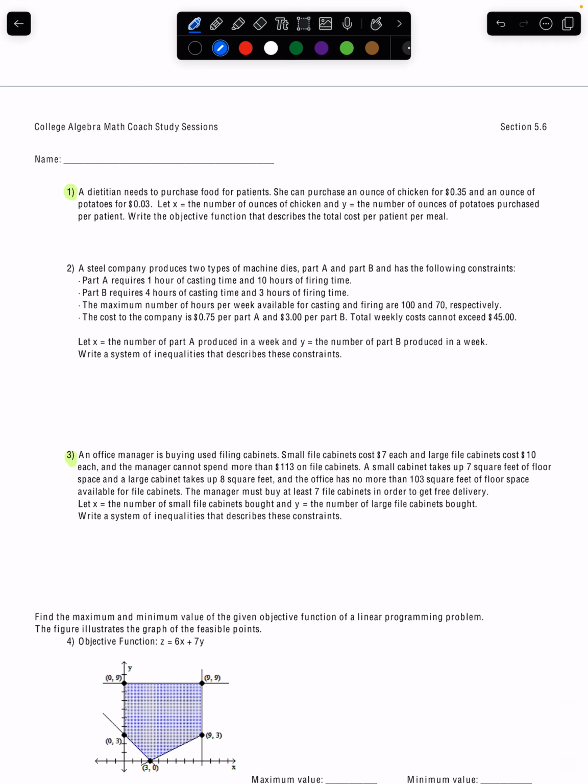Section 5.6, looking at question 1. A dietitian needs to purchase food for patients. She can purchase an ounce of chicken for 35 cents and an ounce of potatoes for 3 cents. Let X equal the number of ounces of chicken and Y the number of ounces of potato purchased by the patient. Write the objective function that describes the total cost per patient per meal.